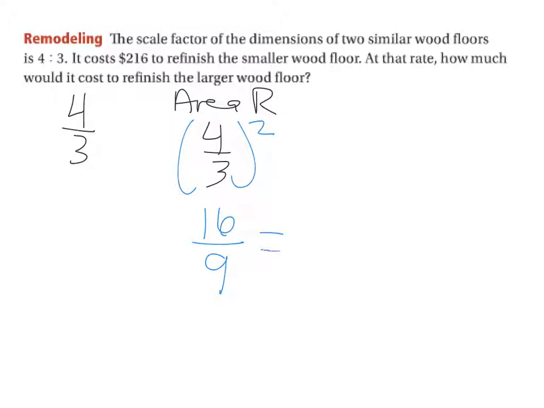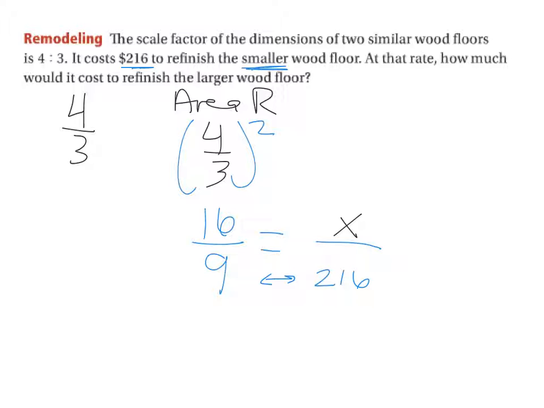Now, be careful when you're setting this up. It says it costs $216 for the smaller wood floor. So when I'm looking at this, the 216 has to be across from my smaller ratio. Those match up. They have to be across from each other. Again, when I'm talking about refinishing a wood floor, that would be the area of something. So now I have equal to X. I want to figure out how much would it cost for the larger wood.